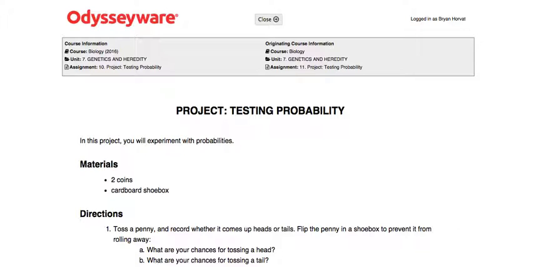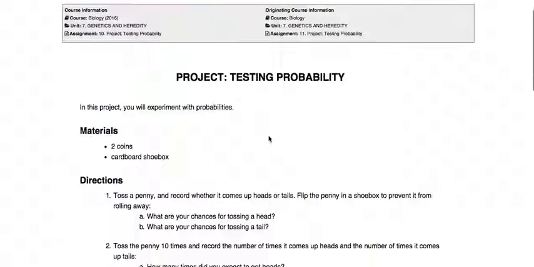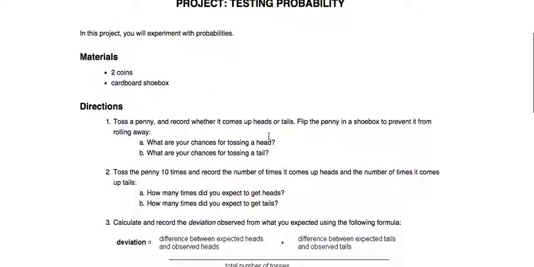Your project discusses the procedure. You're going to be tossing whatever coin that is, if it's a penny, fine, up into the air, and you're going to be recording. You'll need some kind of piece of paper to record whether it comes up heads or tails. It says flip the penny in a shoebox to prevent it from rolling away. It doesn't matter. You can do it on a table, a counter, a floor, whatever you want. The shoebox is great if you have it. If you don't, it's not a big deal.